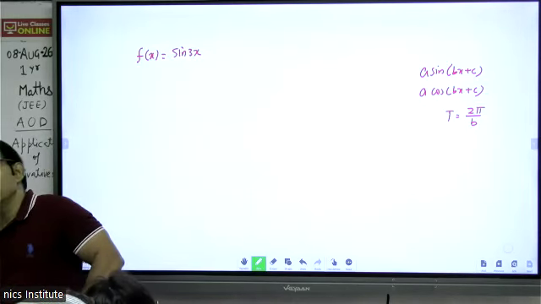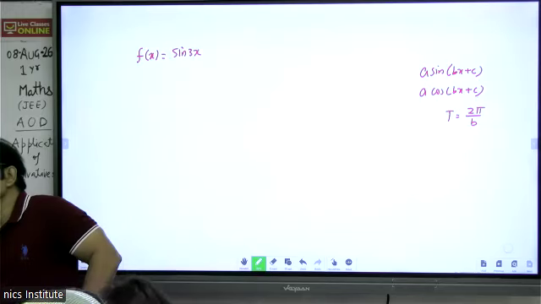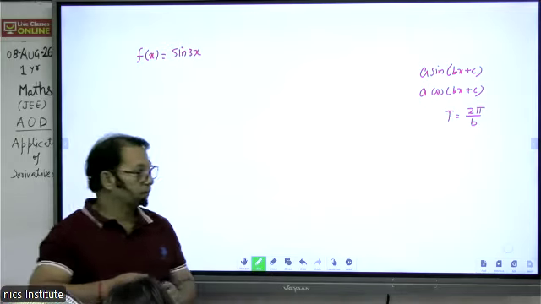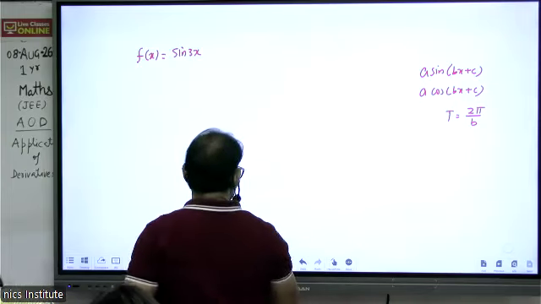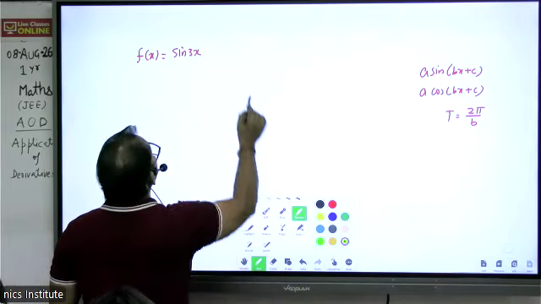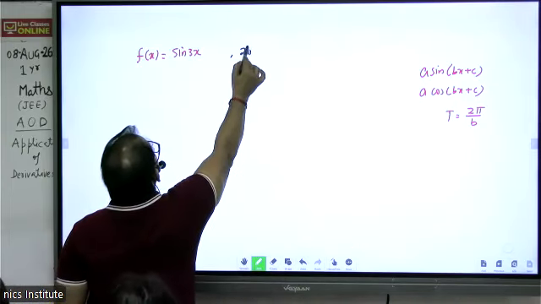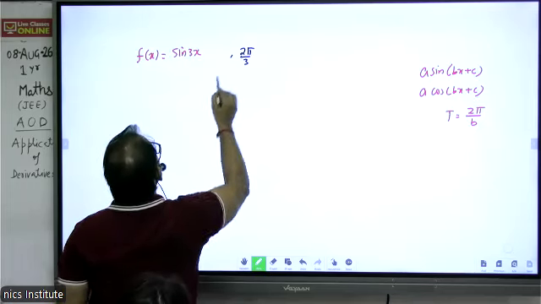So इसका period कितना हो जाएगा sin 3x का? 2 pi by 3. So using this, the period of the function is 2 pi by 3. That means after 2 pi by 3, it will repeat.